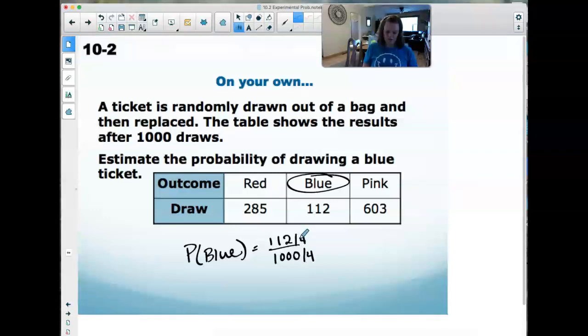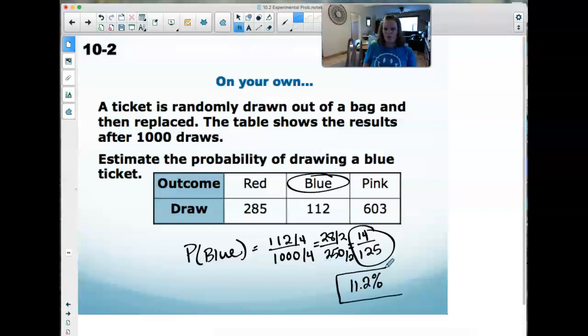112, let me try that again. 112 divided by 4 is 28. So that would be 28 out of 250, but we can divide again, which would be 14 out of 125, because we can divide those both by 2. So you could leave it as the fraction, or 14 divided by 125 as a percent is 11.2%. So we have an 11.2% chance of drawing a blue ticket.